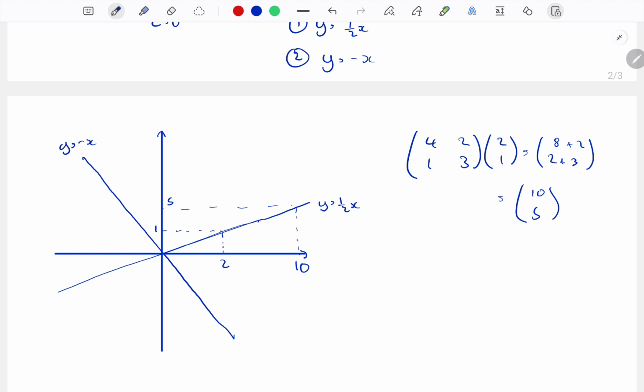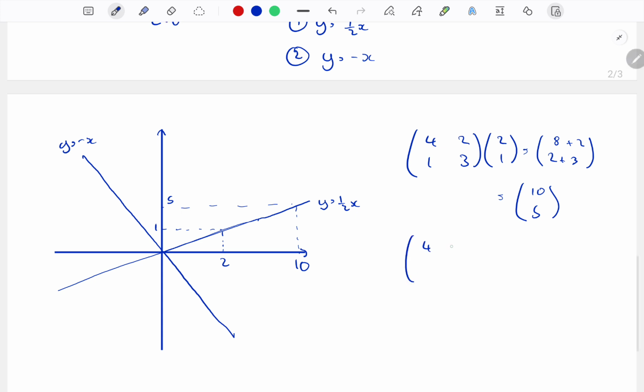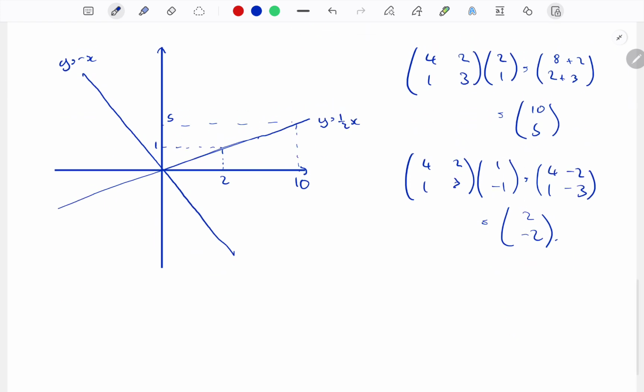Let's also consider a point on y equals minus x. Let's say 1, minus 1. 4, 2, 1, 3 times 1, minus 1 is equal to 4 minus 2, then 1 minus 3, which is 2, minus 2. So, for a point on y equals 1/2 x, for example 2, 1, 2, 1 was mapped to 10, 5.